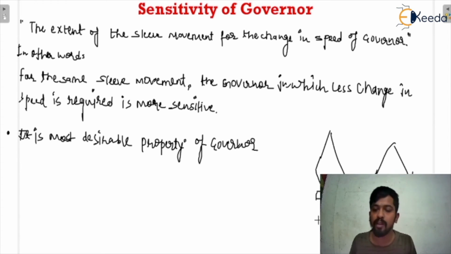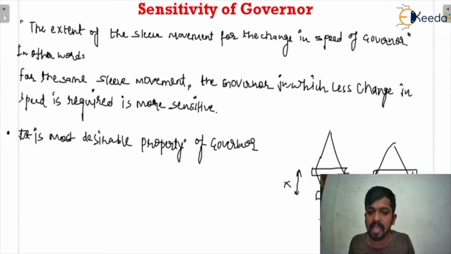For the same sleeve movement, for example, the sleeve is going to move from here to here. This is the final condition and this is the final condition, and the height is the same. For example, this is x and this is x. Okay, this is the sleeve movement also.